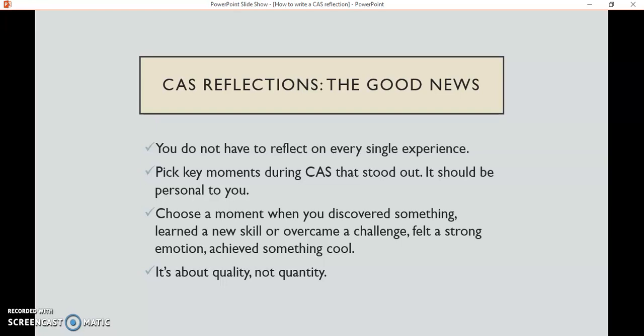And the key thing is it's very much about the quality of your reflections. It's not about the quantity of how many you do. So please do bear that in mind.